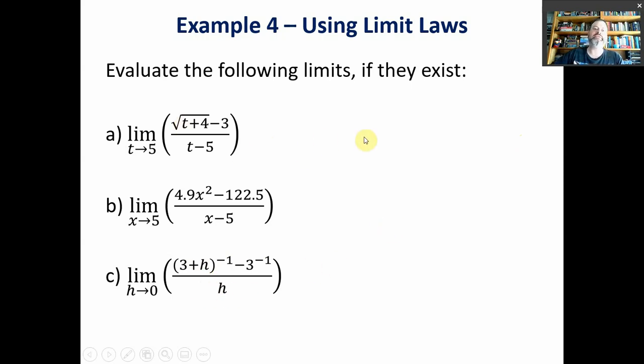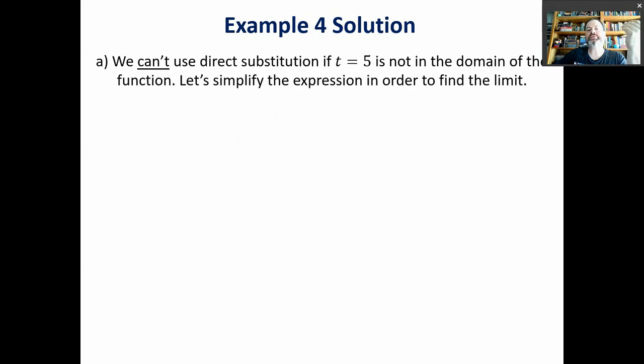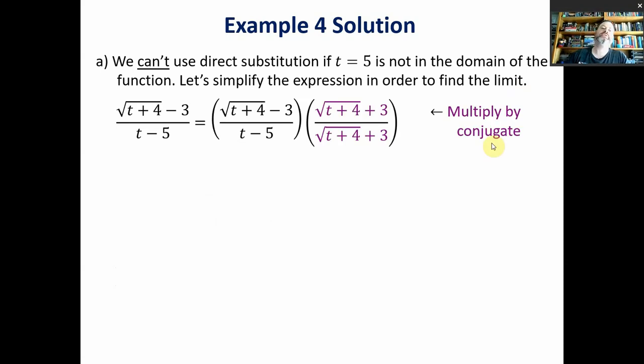Let's look at the first one. Evaluate the limits if they exist. So, as I said before, you want to try to plug the number in first. So you have t approaching 5. You try to plug in 5. 5 minus 5 is 0. You have to stop. You can't divide by 0 ever. So that means we have to do some algebraic manipulations. We're going to simplify the expression in order to find the limit. So the first thing we're going to do is pull the function out of the limit. You're allowed to do that. And then once we simplify it, we're going to put it back in the limit.